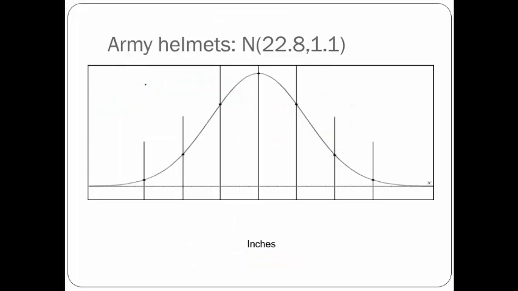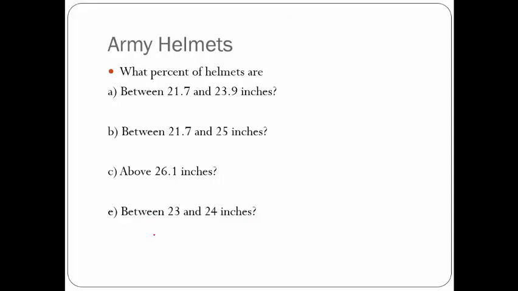Here's an example with Army helmets. Army helmets are normally distributed, with a mean of 22.8 and a standard deviation of 1.1. The first thing I would suggest is that we write down, starting from the mean, plus 1.1, plus 1.1, plus 1.1. And then from the mean, subtract 1.1, subtract 1.1, subtract 1.1. And we can start to figure out things along these lines.